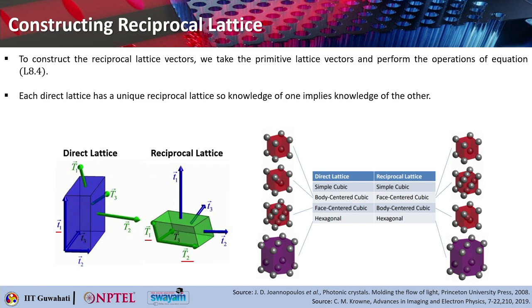If you try to understand some of the commonly known lattices: if you take simple cubic as a direct lattice, its reciprocal lattice is also simple cubic. For BCC, or body centered cubic, the reciprocal lattice is FCC, face centered cubic. And for FCC, the reciprocal lattice is BCC. For hexagonal, it is again hexagonal. This is how a hexagonal lattice looks, this is how an FCC looks, and this is how a BCC crystal looks.